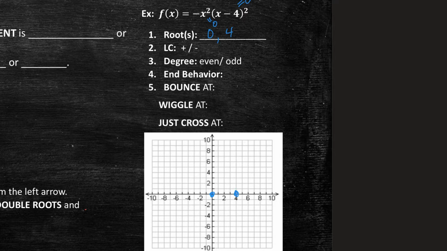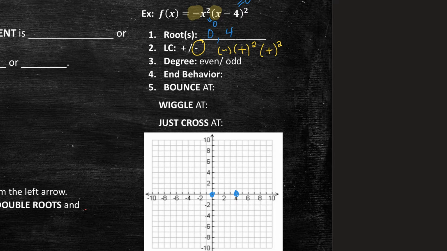Okay, the leading coefficient is determined by taking the leading coefficients of each piece and multiplying them together. And remember, all we care about is whether it's positive or negative. So I would have the negative. Now notice that that negative is not being squared. It's the x that's being squared. So you would have a positive x that's being squared, and then you would have a positive x over here that's being squared as well. So this would be a negative leading coefficient.